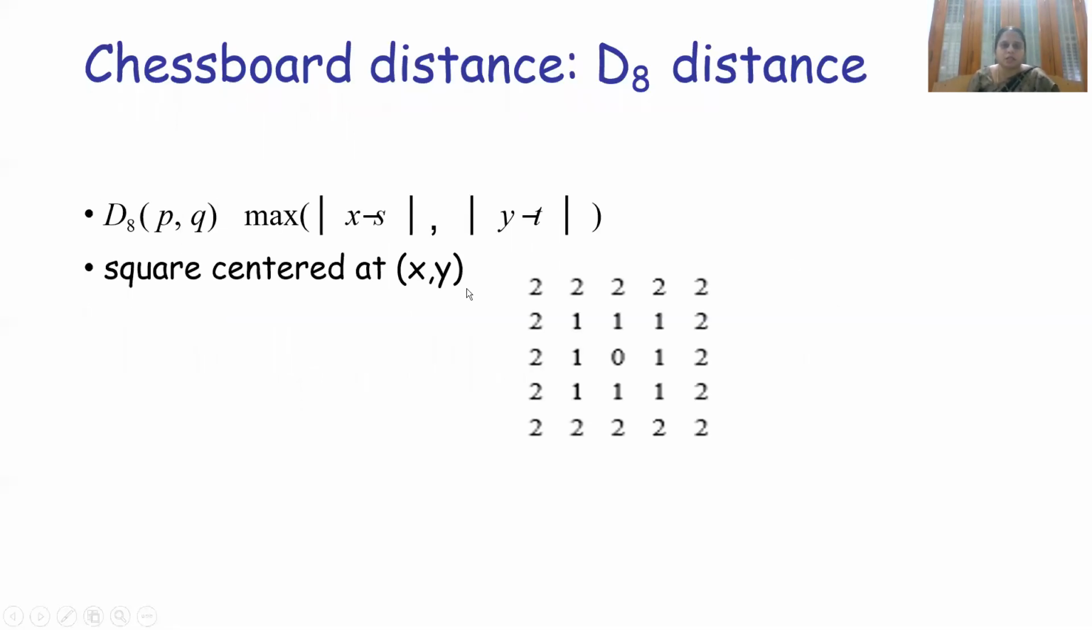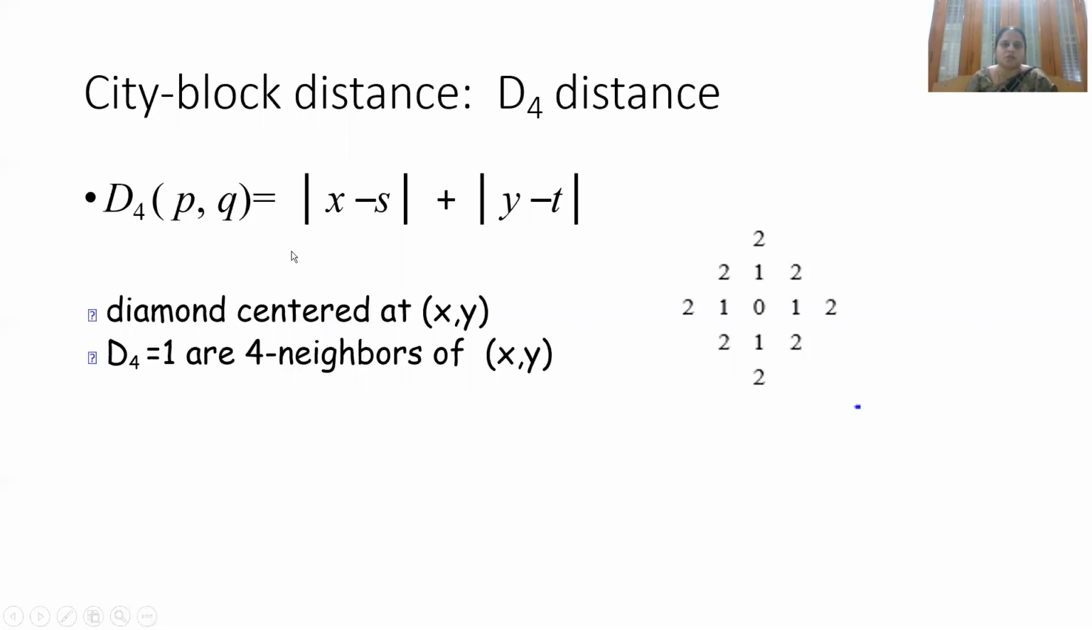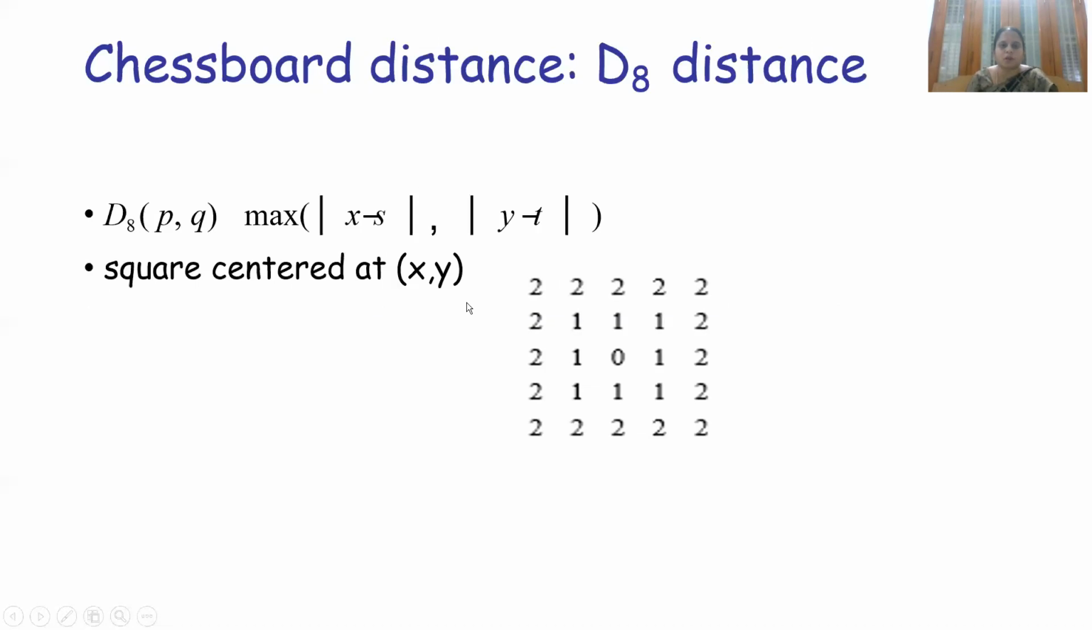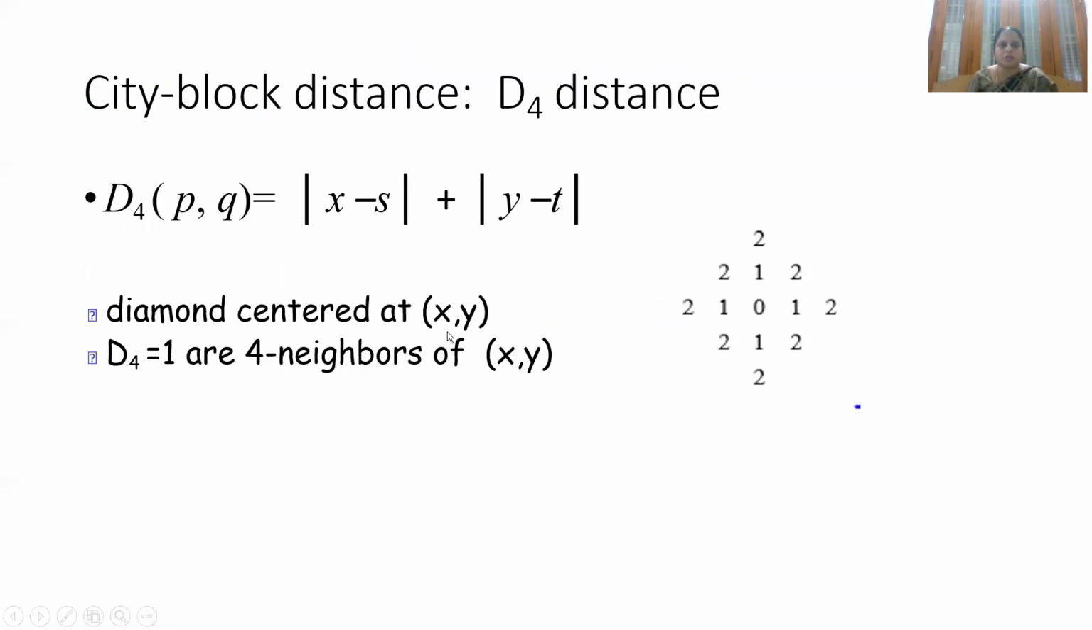Next, chessboard distance. You take here D8 of p comma q. That is the formula. These formulas you can expect in your exams also. That is very important. What is the city block distance formula? What is the Euclidean distance formula? Next, what is the chessboard distance formula? Here we have a chess square centered, but for city block, diamond centered.